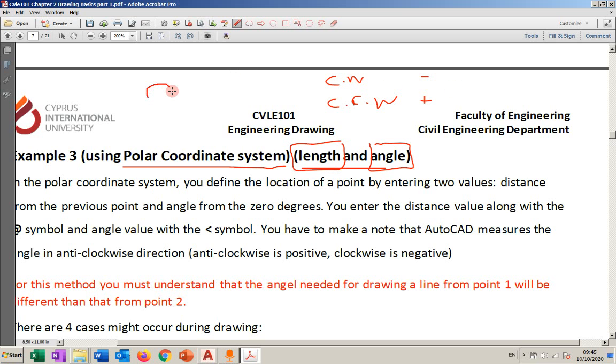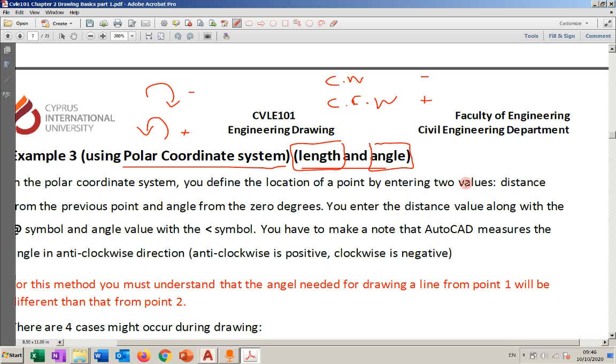I mean, if you want to measure an angle like this, this direction is clockwise, this will be a negative angle for AutoCAD. If you're measuring the angle in a counterclockwise direction or anti-clockwise, this measurement for AutoCAD will be positive. This is the first information you have to know about angle: if the angle you are measuring or you have is in the direction of positive or negative.